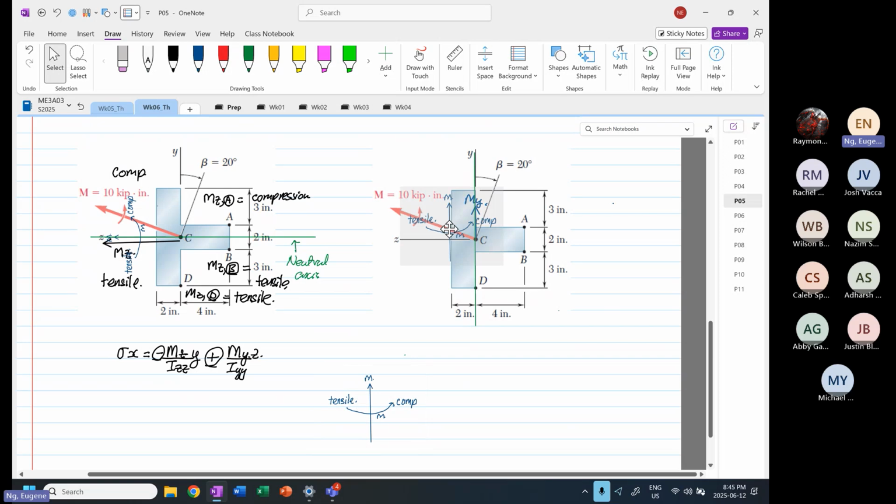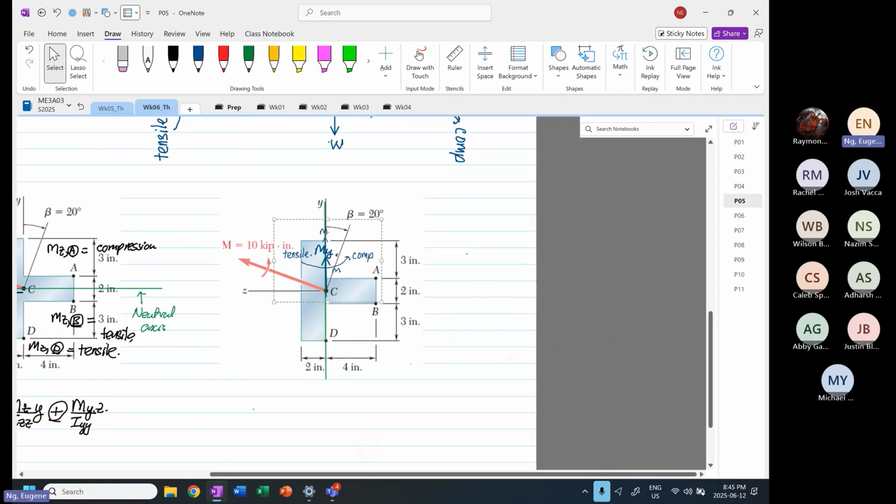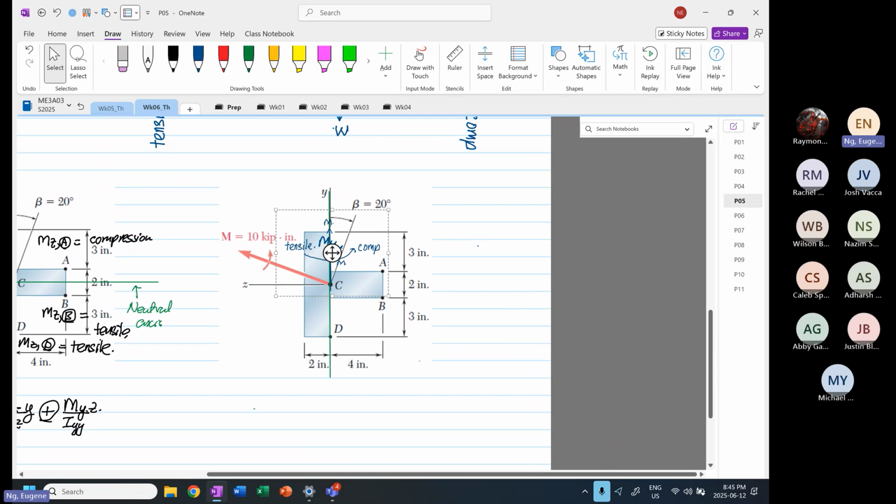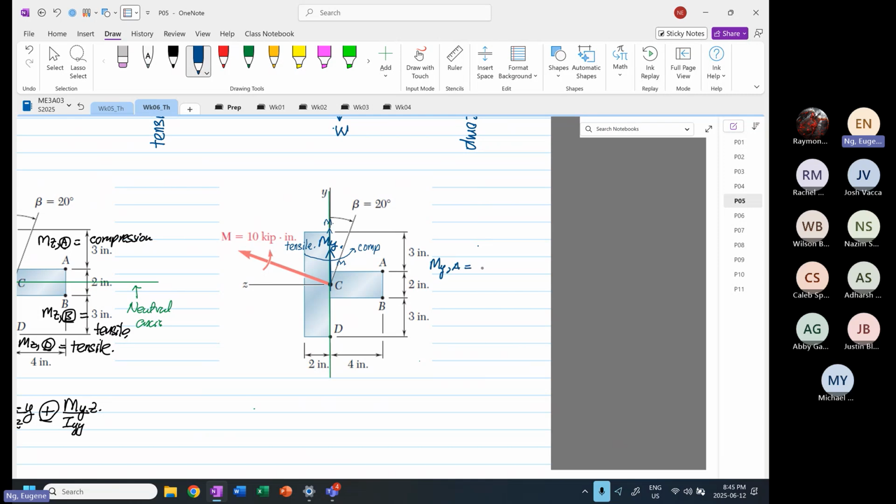So based on my, what do we have? We know that my, from here, I can write my at point A is going to be in what? Compression. My at point B is going to give me compression. And my at point D, I don't know, because it's exactly at the what? At the neutral axis.